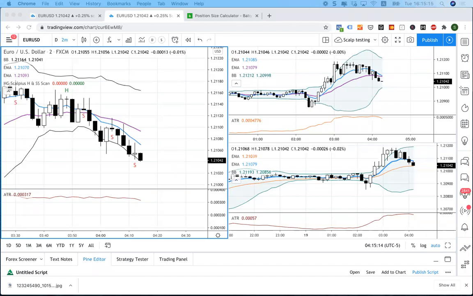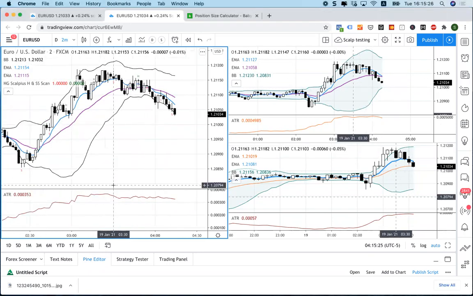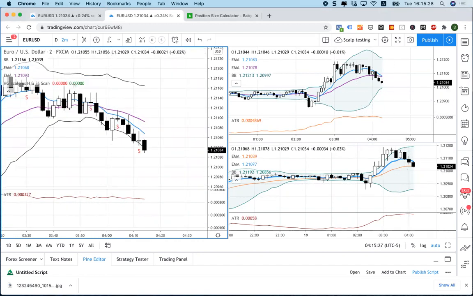I wouldn't like another setup before the 5-minute touches the Bollinger. I agree. I agree. But it's not about the opinions. If we get one, we'll have to take it. But it's just, you know. I'm with you, man. I'm with you.